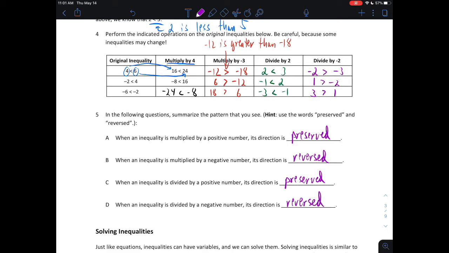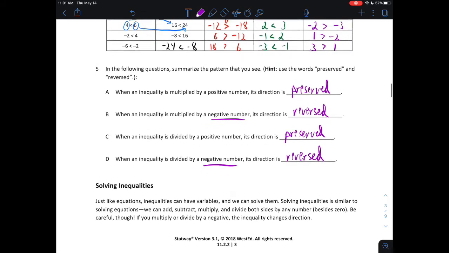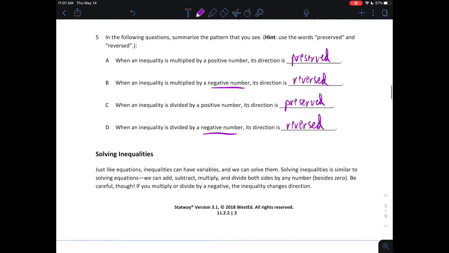So what we're seeing is, if you are multiplying or dividing by a negative number, the direction of the inequality is reversed. If you multiply or divide by a positive number, it stays the same. This is going to help us then with solving inequalities.